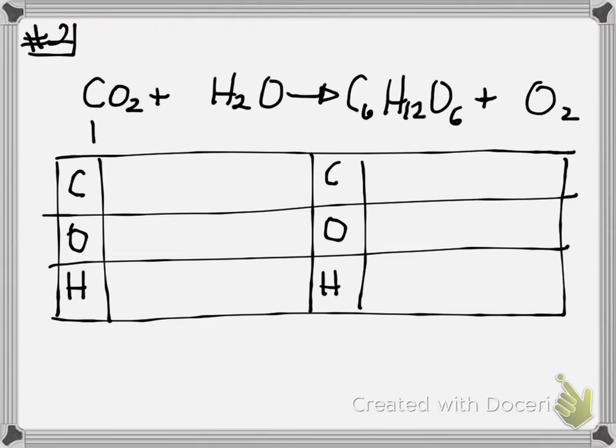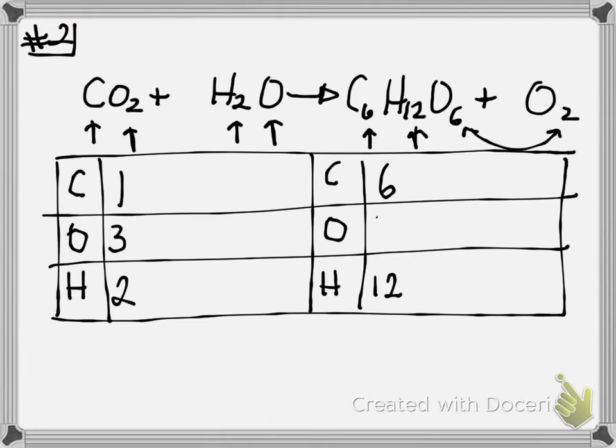So for my reactants, I've got 1 carbon, I've got 2 oxygens here and 1 oxygen there, for a total of 3 oxygens, and I've got 2 hydrogens. On my product side, I've got 6 carbons, 12 hydrogens, which goes down here, and I've got 6 and 2 oxygens for a total of 8. So I have the option of either multiplying my carbon over here by 6 or my hydrogen over here by 6 as well. So I'm going to just go top down.